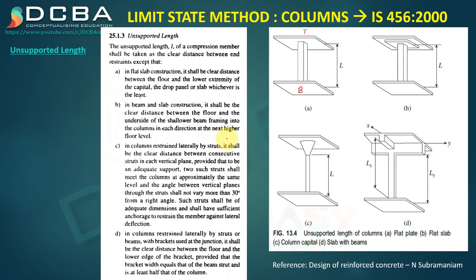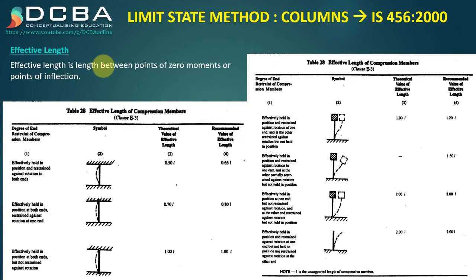Okay, moving on to the next one, effective length. Now effective length is the length between points of zero moment or points of inflection. This is the simplest definition. Okay, this is not even a definition, this is just an understanding. The exact definition I have not written here.